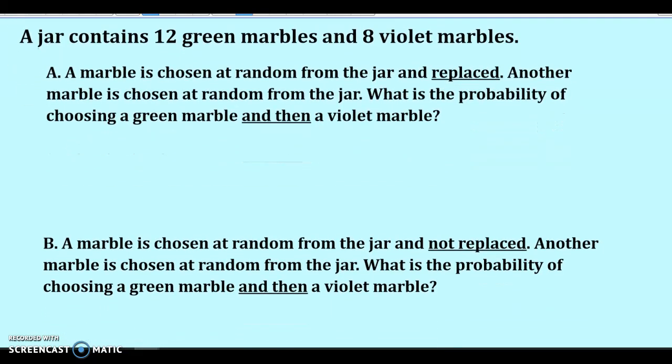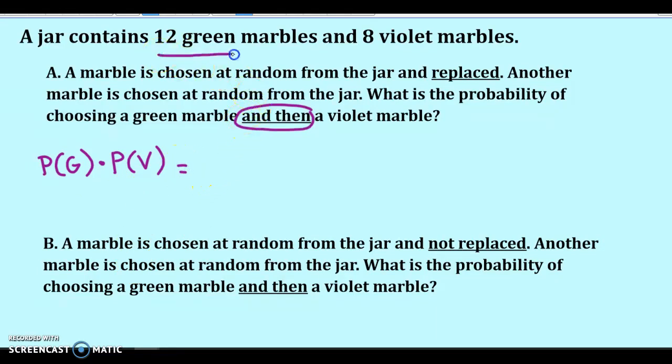Example 3: a jar contains 12 green marbles and 8 violet marbles. A marble is chosen at random from the jar and replaced, meaning they put it back into the jar. Another marble is chosen at random from the jar. What is the probability of choosing a green marble and then a violet marble? We're looking at the probability of green, and then we want to get a violet. When we're doing one thing after the other, that is where we multiply my two probabilities. So I get a probability of green times the probability of getting a violet.